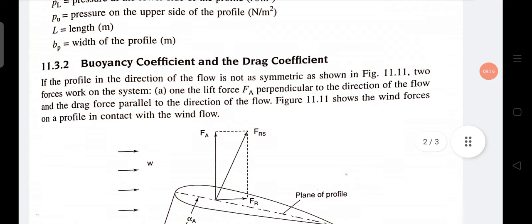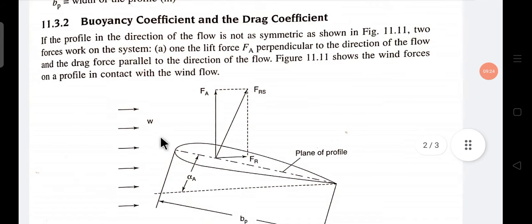Whenever this happens, two forces work on the profile. One is the lift force Fa, perpendicular to the direction of the wind flow, and one is Fr, the drag force, parallel to the direction of the flow. These two forces are created because the profile is not symmetric with the flow of wind.